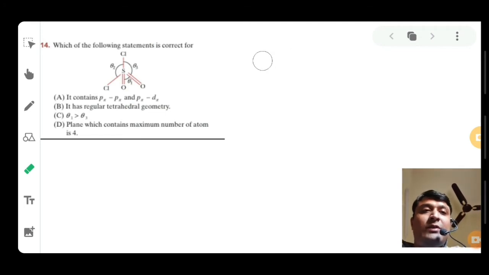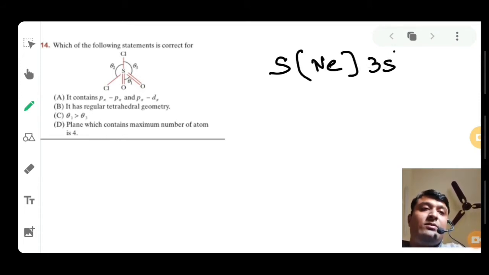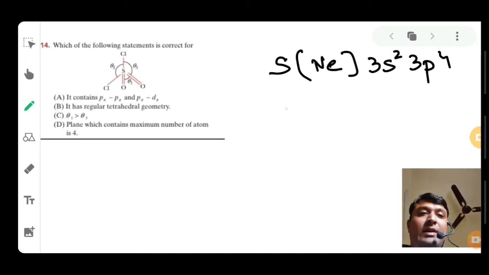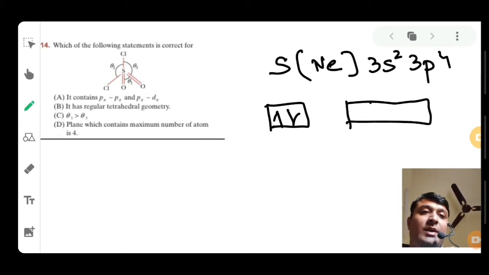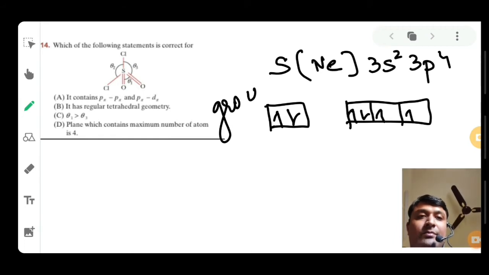So sulfur electronic configuration is neon 3s2 3p4. Okay, now s orbital is there with 2 electrons here, and p orbital is also there with 3 shells in it with 4 electrons, 1 2 3 and 4. So this is the ground state of sulfur.